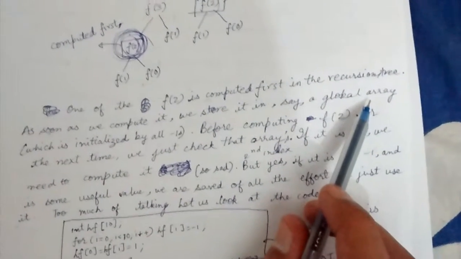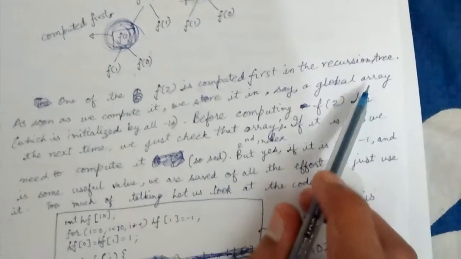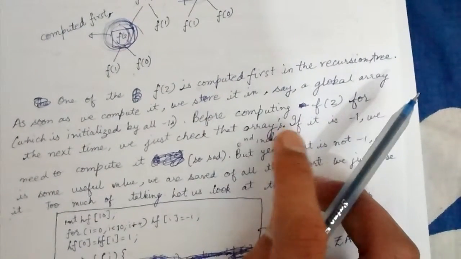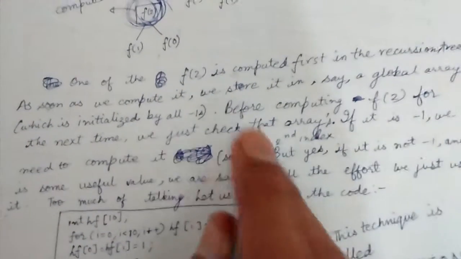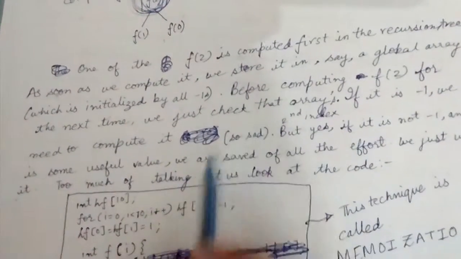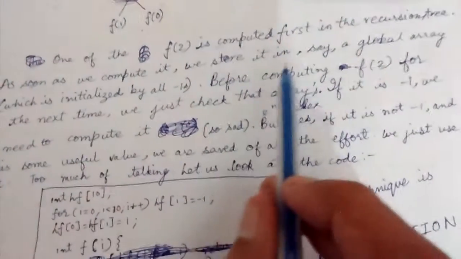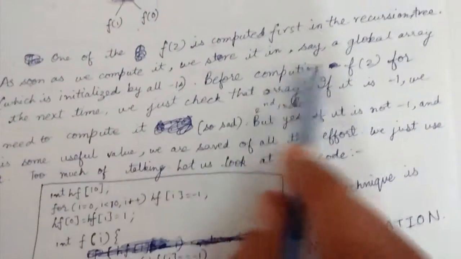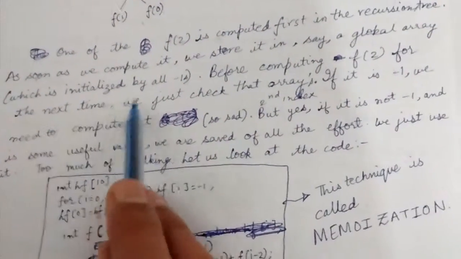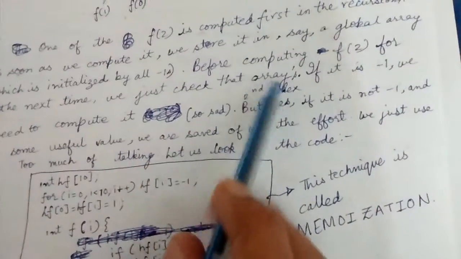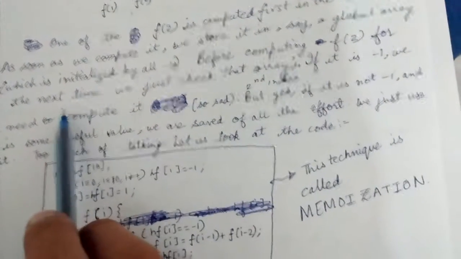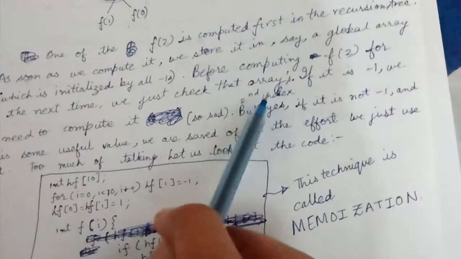Why global? Because recursive functions are different and they will have different copies of their own variables. So the global variable will be shared by all those recursive functions which are called again and again, because at each depth a new instance of the function is called. So this global array, which is initialized to all -1, before computing f2 the next time, we just check that array.